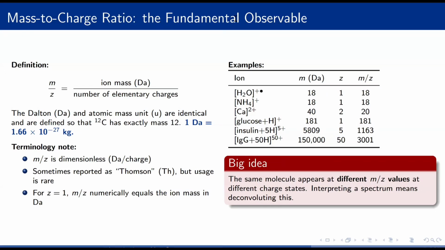Here's the big idea. The same molecule can appear at many different mass to charge values depending on charge state. For small molecules, this rarely matters because they ionize singly. For proteins and large polymers, you can get a whole envelope of peaks at different charge states, and interpreting that spectrum means deconvoluting the envelope to get the underlying mass. We'll work through a deconvolution example in the next lecture.